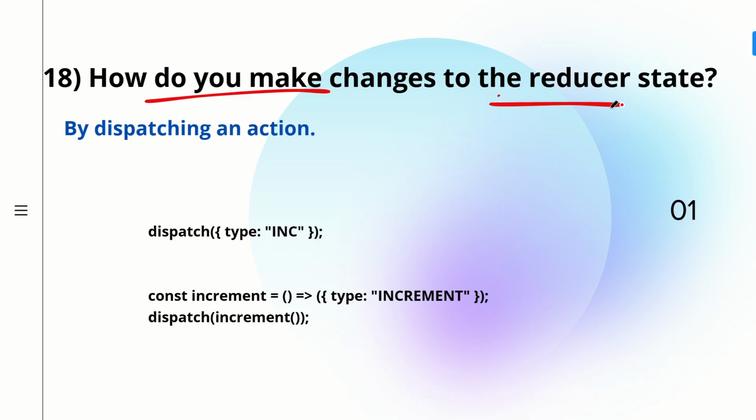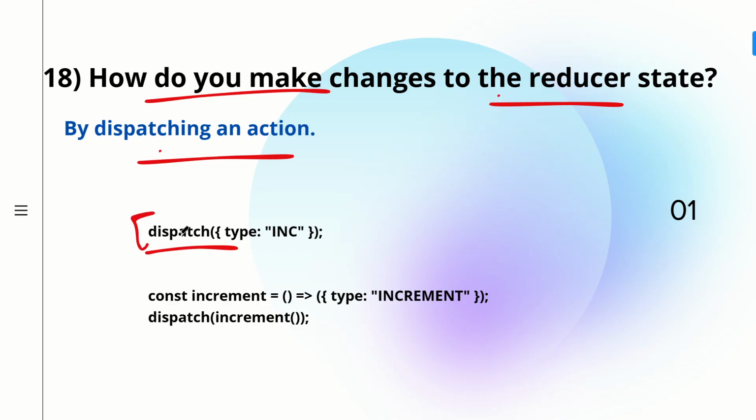So how do you make changes to reducer state? If you want to make any changes in reducer state, or you want to store the data in your store, how do you do it? You do it by using dispatch. You have to make use of the useDispatch hook. We have discussed this previously, and this is one of the simplest examples of how you dispatch.